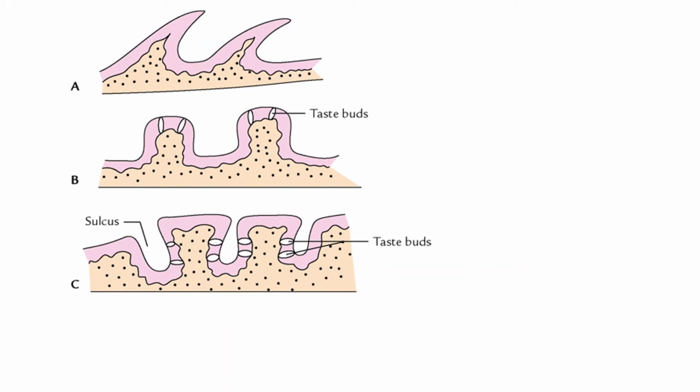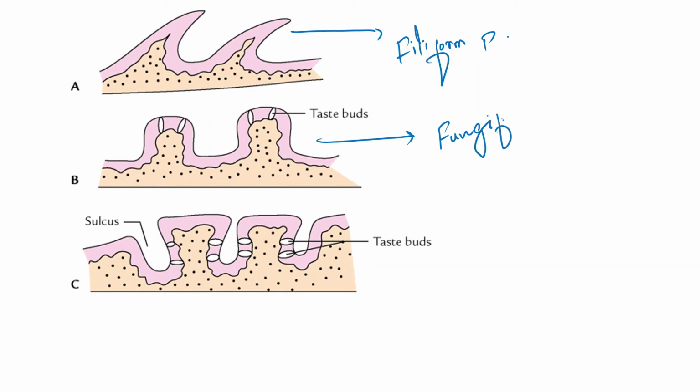As I have already told, the papillae are present in the anterior two-thirds of the dorsal surface. This is the filiform papillae. As I have told, the filiform papillae are the numerous tiny conical projections of the mucous membrane. The fungiform papillae are broad and they contain the taste buds. The filiform papillae are devoid of taste buds.